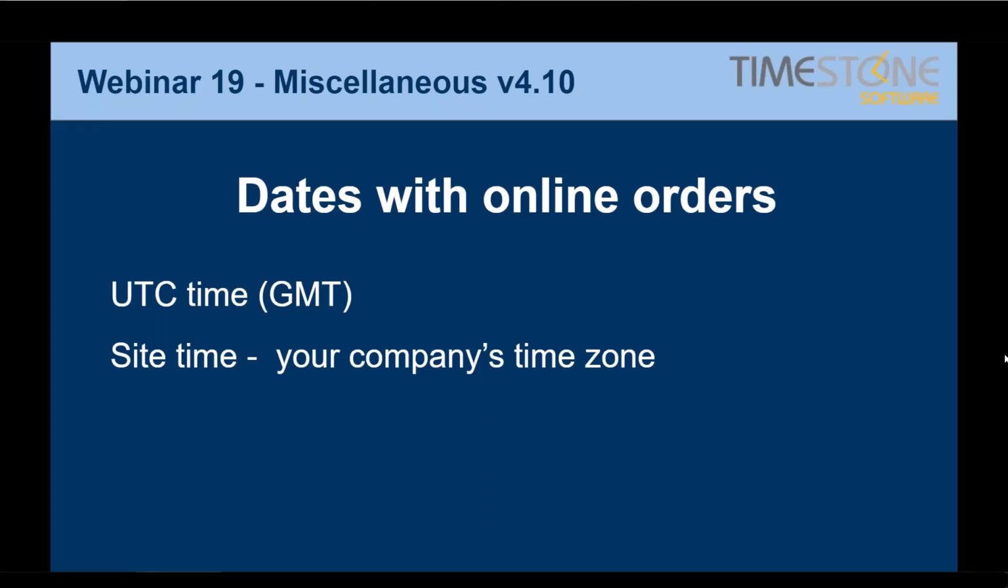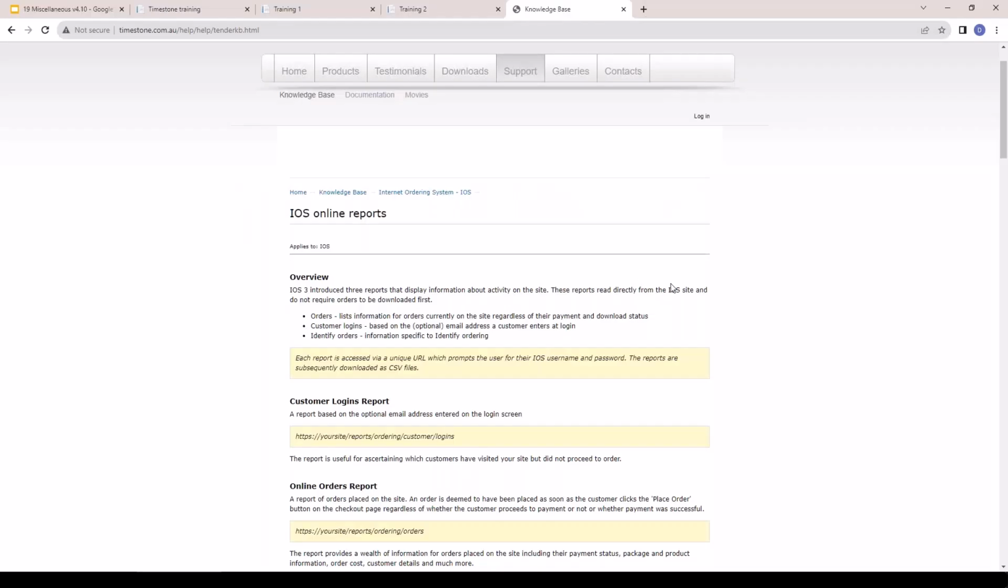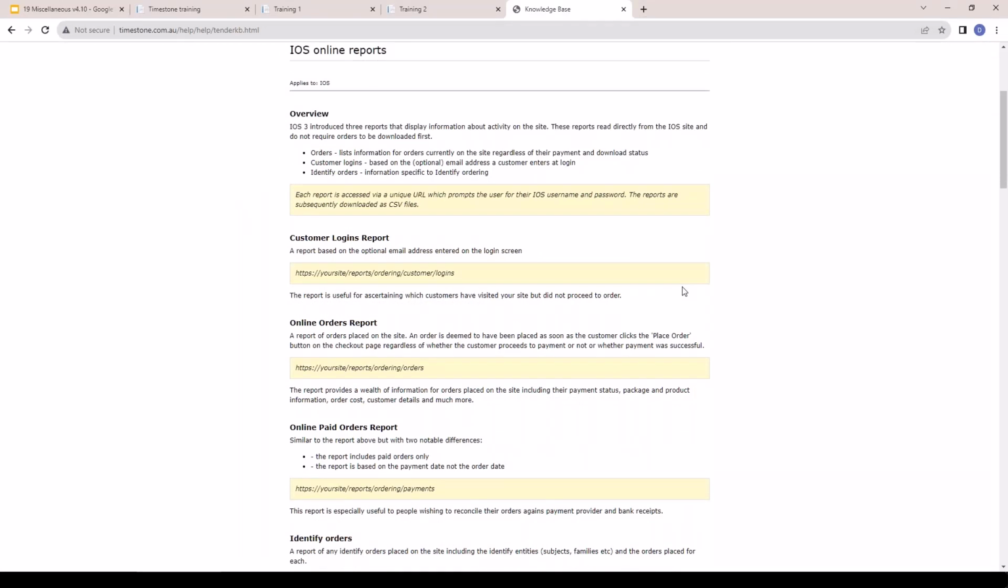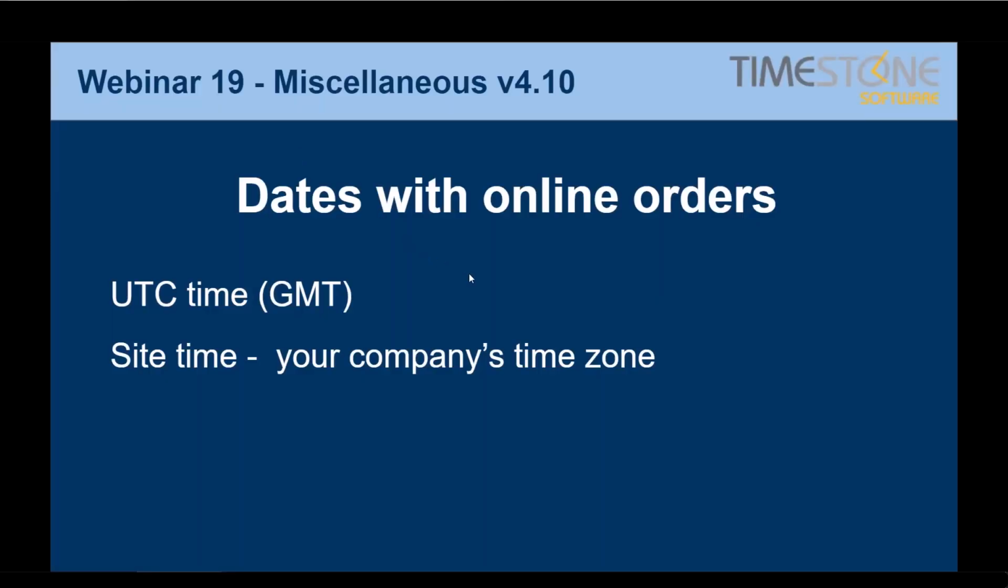Where do you see that? Well, for a start, your customer's email, the date time in there is site time, not UTC, thankfully. In the control panel, site time, not UTC. In any of the reports, if we go to our knowledge base, all these reports that you can get directly from your browser, directly from online, without you even having to download the orders, in here, you will see site time. We may also have a column with the UTC time, I don't remember, but you will certainly see the site time, which is correct.